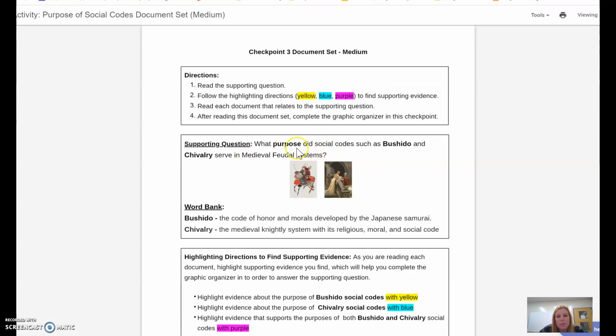And you're going to look at what purpose social codes, such as Bushido and chivalry, serve in medieval feudal systems. So what was the point of these social codes for these warriors? Why did they even have them? Why did they exist? Remember, Bushido is the code of honor and morals developed by the Japanese samurai, and chivalry is the medieval knightly system with its religious, moral, and social code.